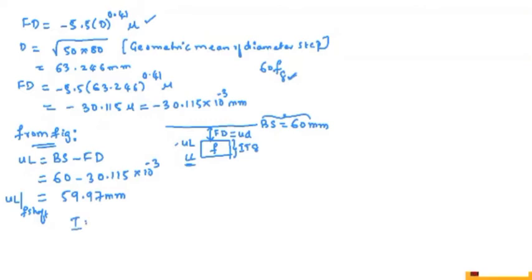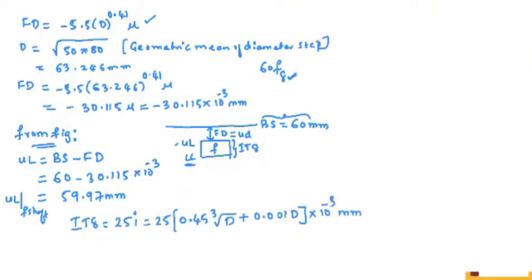So we know that the IT8 value is 25i. The formula for i, you need to remember this one. It is 0.45 into fifth root of D plus 0.001 into capital D. You will be getting the answer in microns. If you multiply with 10 power minus 3, you will be getting the answer in mm. Capital D is the geometric mean value of the diameter step. You got it as 63.246 mm.